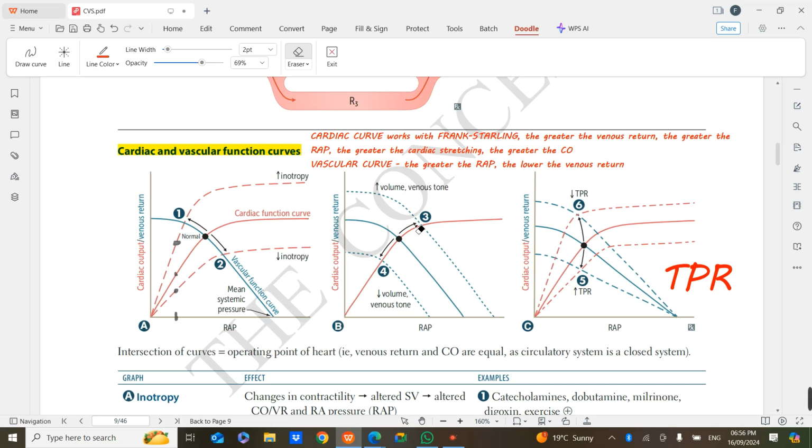Look at the curve here for this graph B. The vascular one has increased for number 3. This vascular one, the y-axis is talking about venous return. What could they have done to the patient that will make the venous return to increase? Maybe they are giving the patient fluid. Maybe they are giving the patient blood. Maybe they are giving the patient a vasoconstrictor.